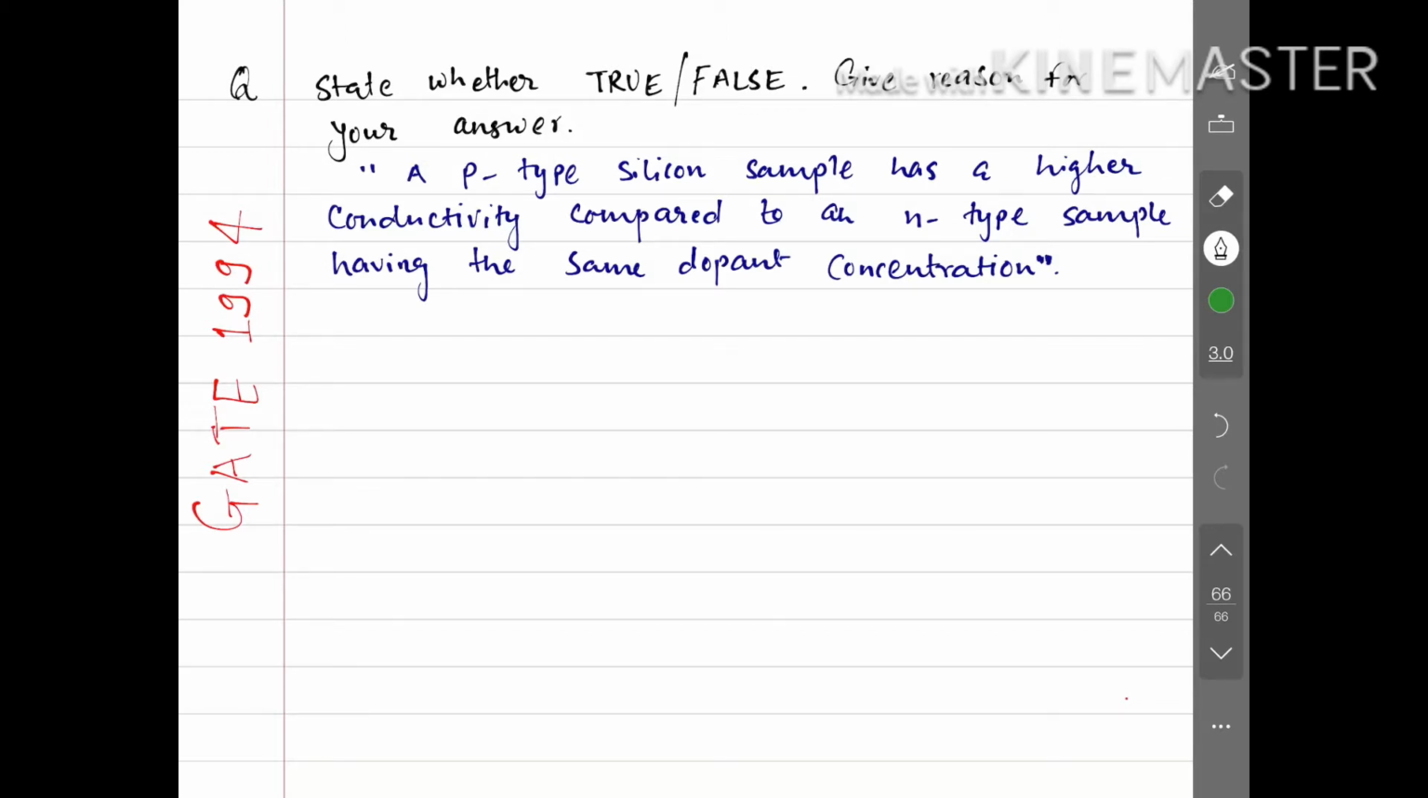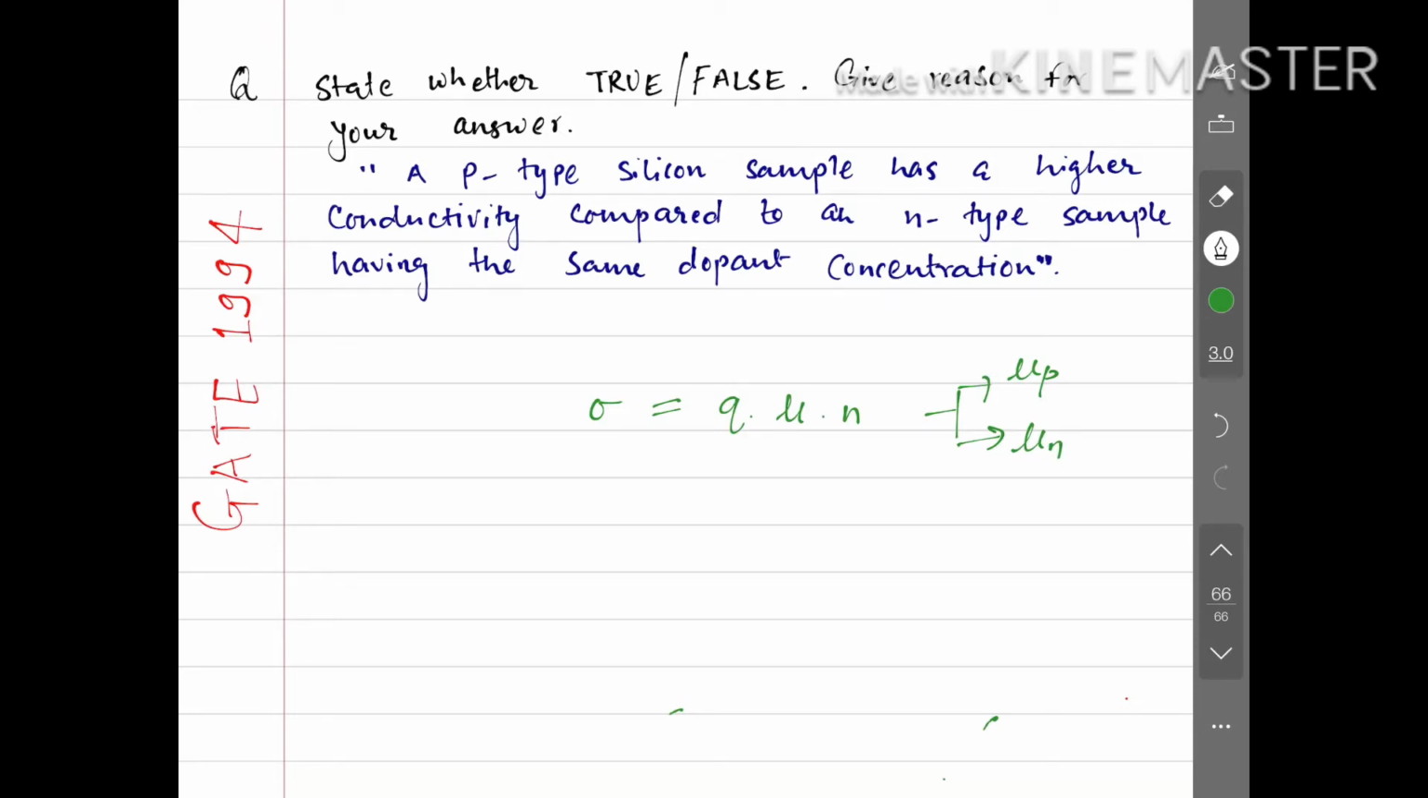So the relationship that we need to see between the conductivity and the concentration of n-type and p-type can be written as: conductivity is equal to q times mobility times carrier concentration. Here q is the charge of the electron, and mu is the mobility. It could be mu p for p-type material, and mu n for n-type material. And n is the carrier concentration.